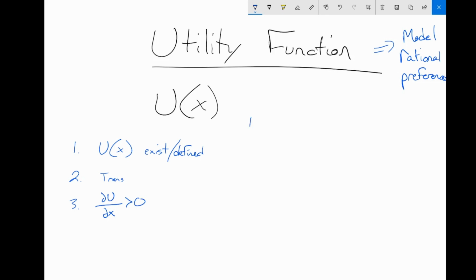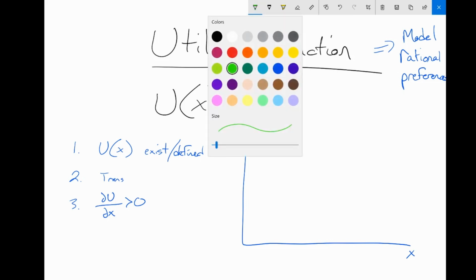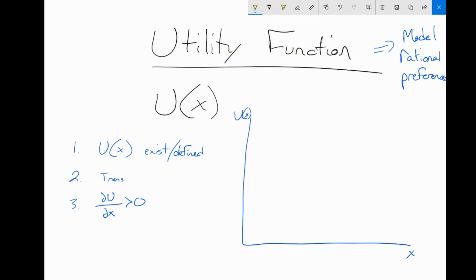Okay, so then let's draw a graph of what a suitable utility function might look like. And maybe I'll even quiz you. Let me draw a couple functions and let's see what you think. All right, I'm going to use a bunch of colors here.